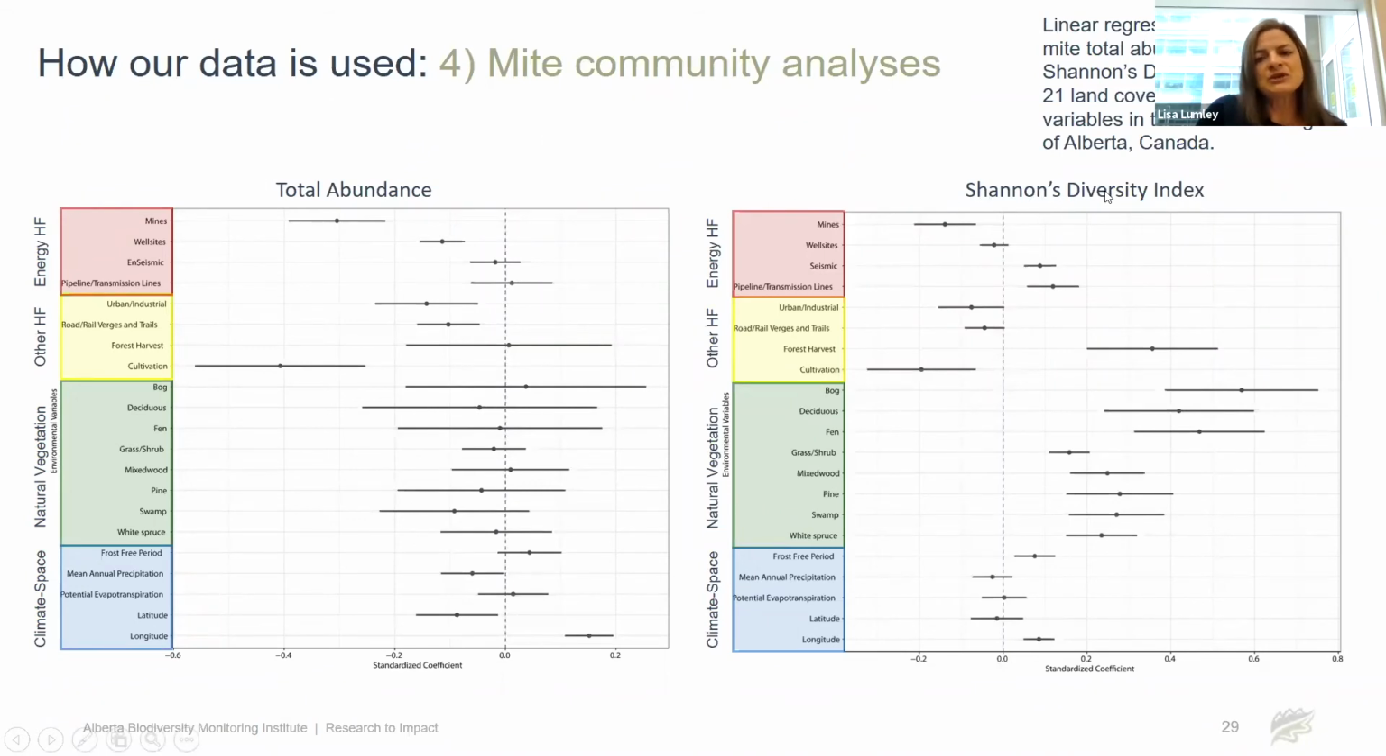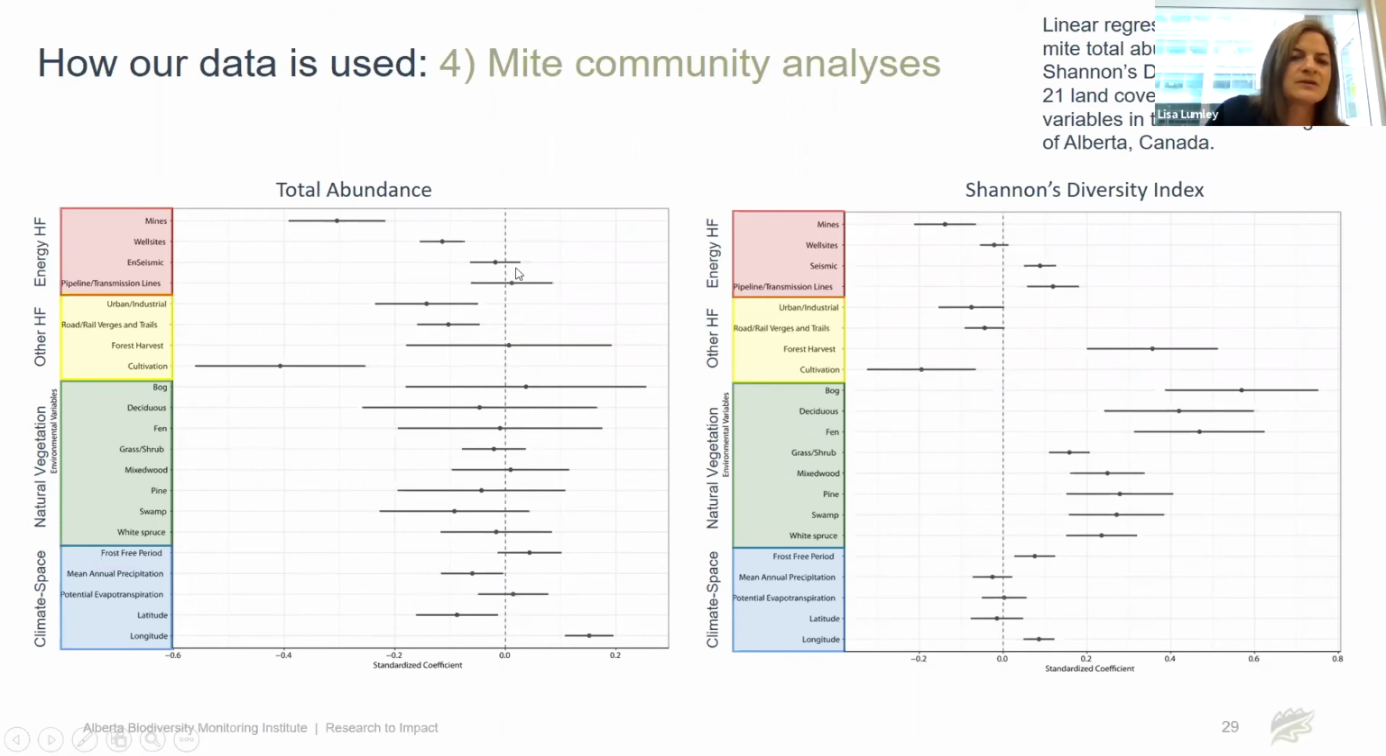And species richness was very similar to Shannon's diversity. So we looked at these compared to 21 land cover and climate space variables and found, if we look at the lines here, as you go to the left, these are lower in abundance or diversity compared to as you go to the right. For energy footprint, or in total, we're finding that cultivation and mines, well sites was also significant for the decrease in abundance compared to our natural habitats.